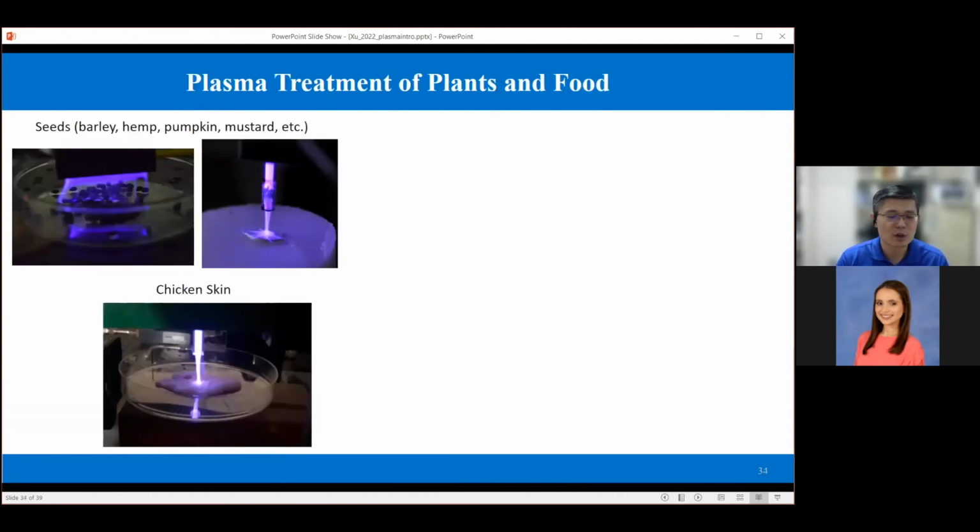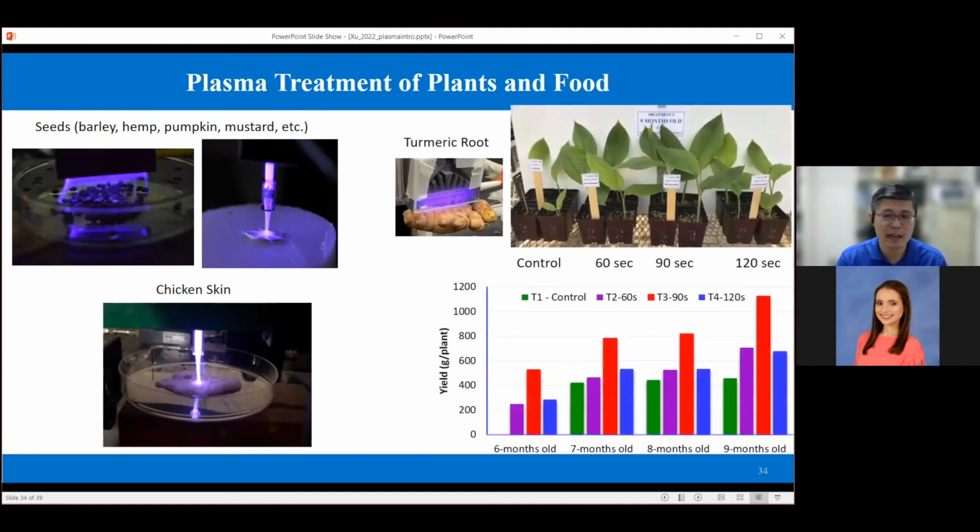So going away from bacteria and people, plasma is also used to treat plants and food. For example, here are some pictures of treating, I think, barley seed and pumpkin seed. We've also done multiple different seeds or types of plants to improve the rate of germination and growth. We've also looked at treating chicken skin, or poultry or meat, as a way to sanitize and disinfect the surface of the food.